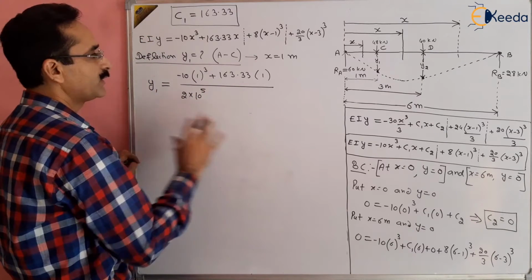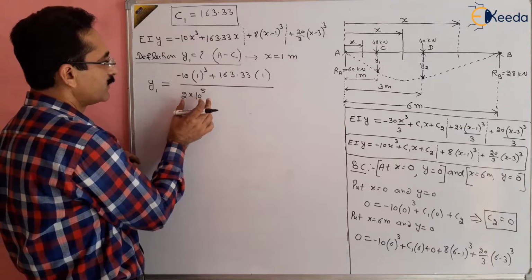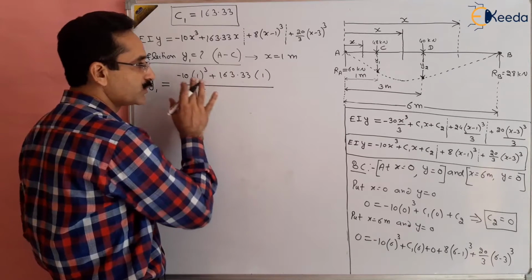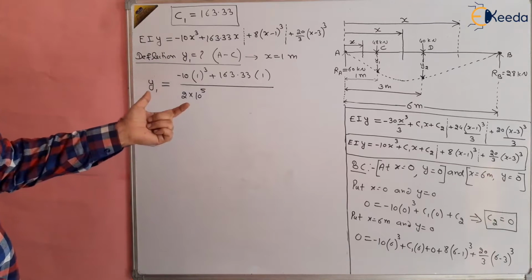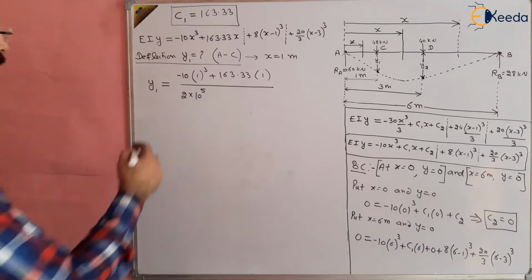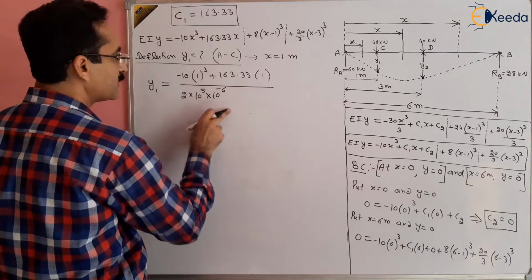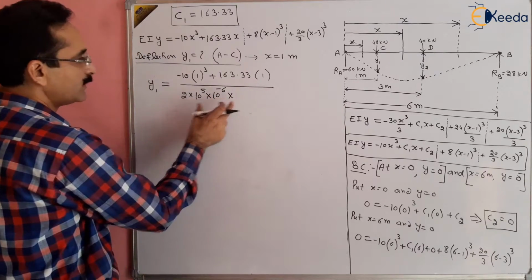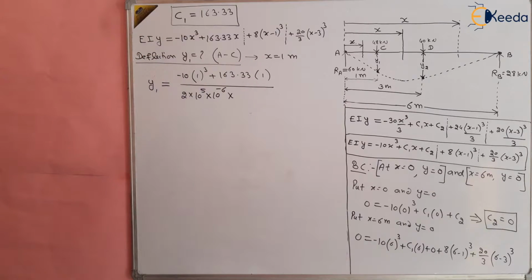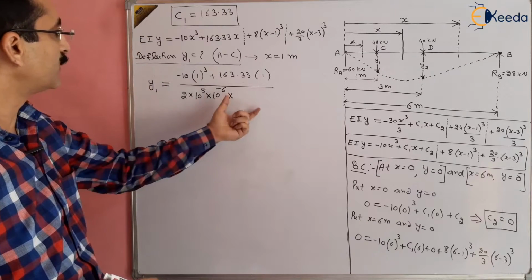So that answer may come in millimeter, or otherwise you can use 2 into 10 power 5 in Newton per meter square, so that answer may come in meter, right? So 2 into 10 power 5 Newton per millimeter square is there, so you can multiply it by 10 power minus 6 so that answer may come in meters, right? Multiplied by I, this is E, and multiplied by moment of inertia I, because the EI was there, right? This EI is there, which came into denominator.